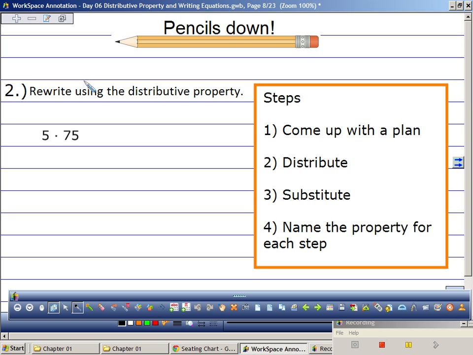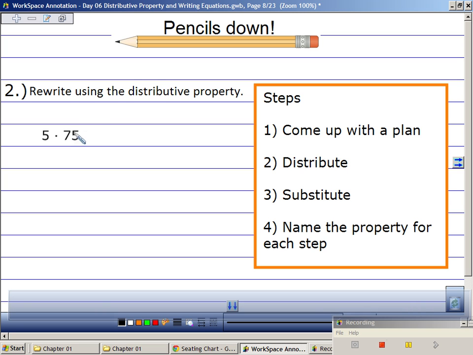Let's try this one now. It's the same method. How many of you know 5 times 75 just like that? What? So, if I don't know what 5 times 75 is, couldn't I come up with a plan and rewrite this as 5 times, what? How could I rewrite 75? I would write it 70 plus 5.